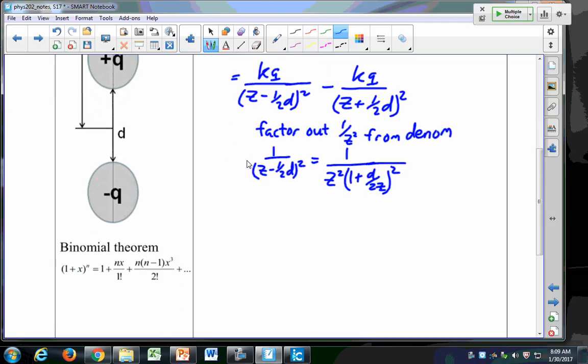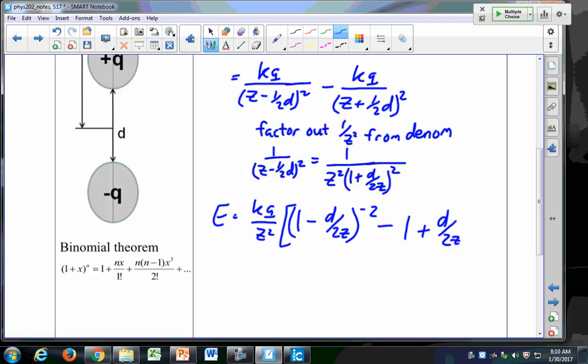Now I can rewrite it. I get E is equal to KQ over Z squared times (1 minus D over 2Z) to the negative 2, minus (1 plus D over 2Z) to the negative 2. All right?